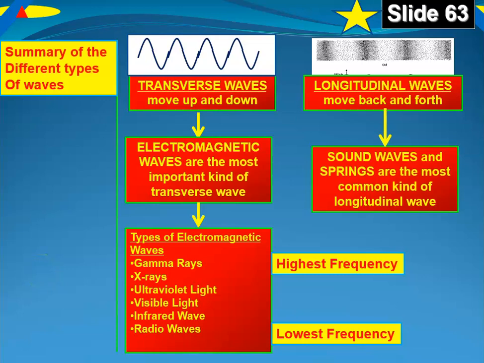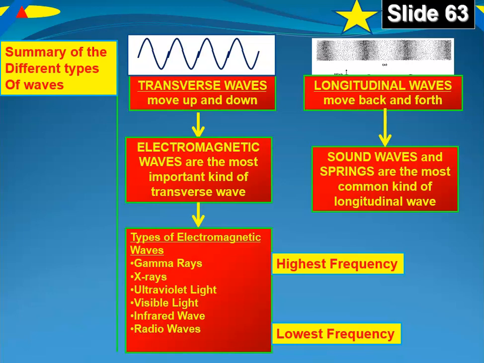All right, so yesterday we finished up on this slide, which summarized the two major types of waves that we're talking about. Transverse waves move up and down. They literally travel through space like a roller coaster like that. The most important type is electromagnetic waves. That's how we get all of our energy from the sun. All of the energy we have on Earth comes from the sun. So they're the most important kind of transverse waves.